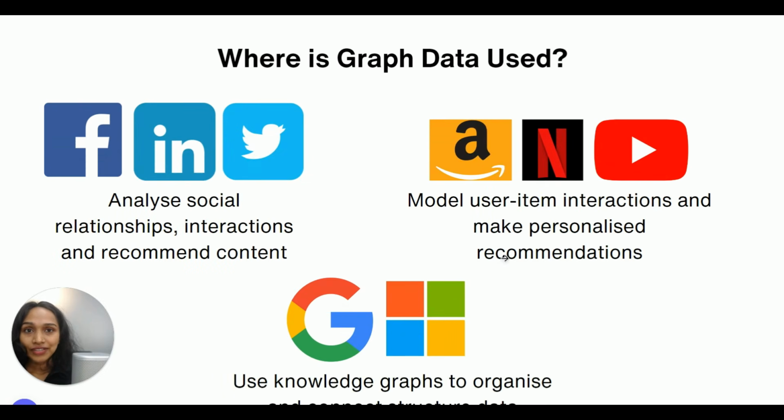So where is this graph data used? Companies like Facebook, LinkedIn, and Twitter model their data as a graph of users on their platform, and they analyze the social interaction and the relationships of these users, and they recommend personalized content. Companies like Amazon, Netflix, and YouTube model user-item interactions and make personalized recommendations. Companies like Google and Microsoft use knowledge graphs to organize and connect structured data.